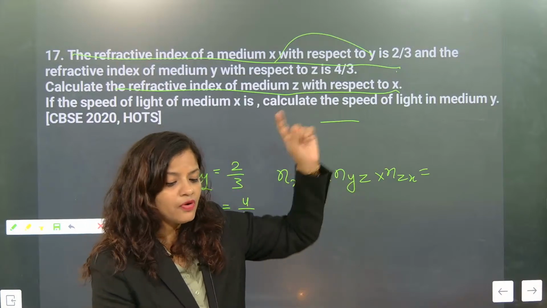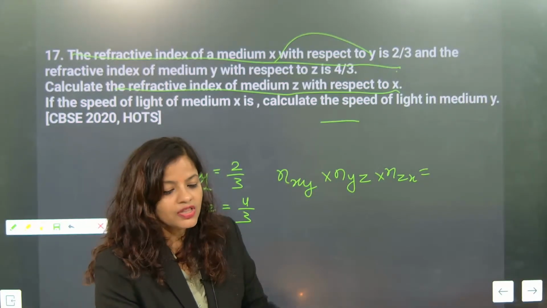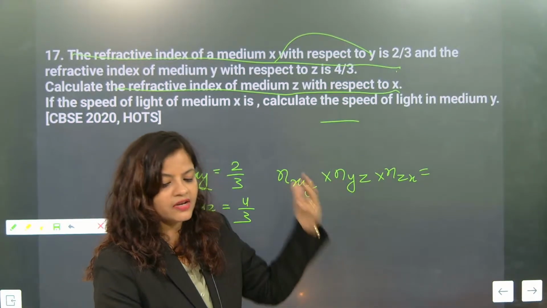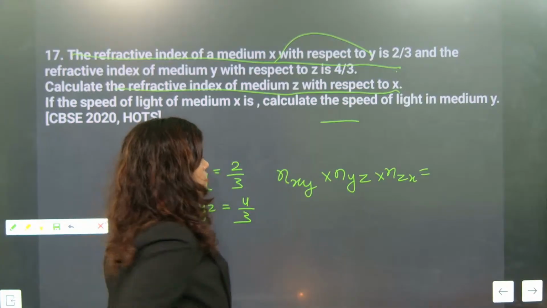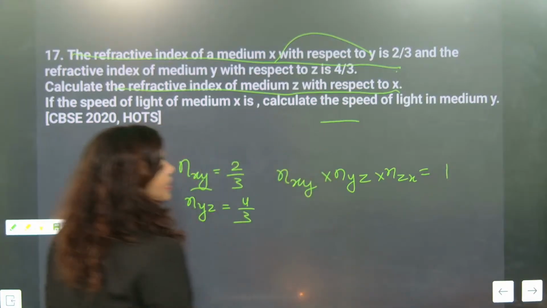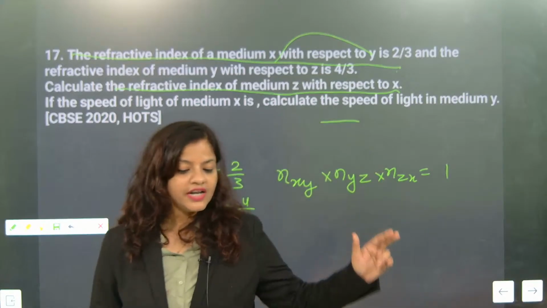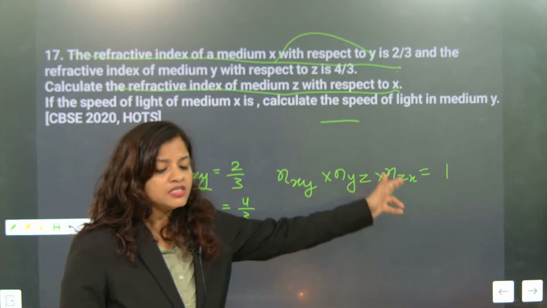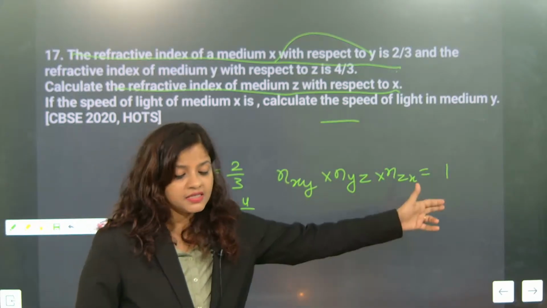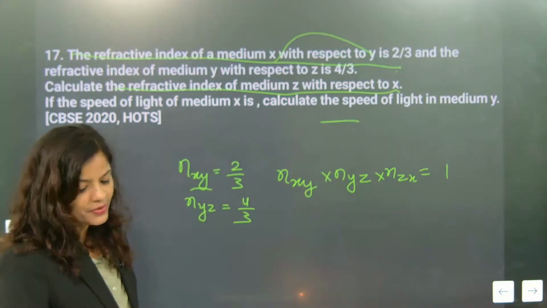So that means from where you started, you went to that medium again. So the multiple of the total refractive index will become 1. You write down this formula. The refractive index started from X to Y, then Y to Z, and then Z to X. So the multiple of everything will become equal to 1. So what will be the answer?